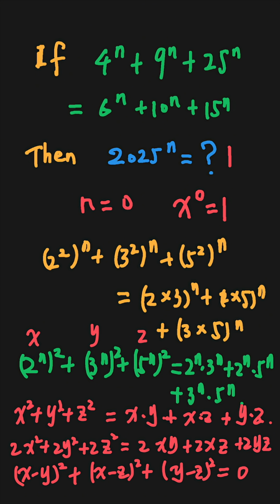which is equal to 0. If an expression like this is equal to 0, and since these numbers are real numbers, each element should be 0. x minus y is 0, x minus z is 0, and y minus z is 0. That basically means x is equal to y is equal to z. That means these 3 bases are the same. And that proves that n has to be 0.